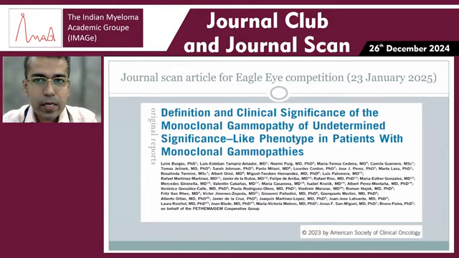The Journal Scan article for next month for the Eagle Eye competition will be "Definition and Clinical Significance of MGUS-like Phenotype in Patients with Monoclonal Gammopathies," again published in JCO 2023 by the Spanish Bethema Group.